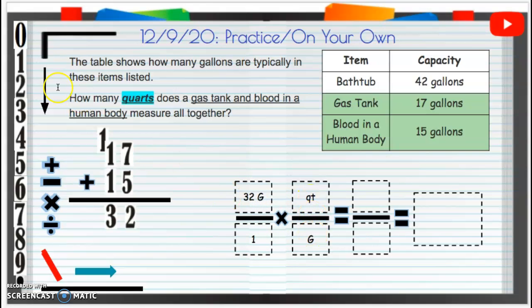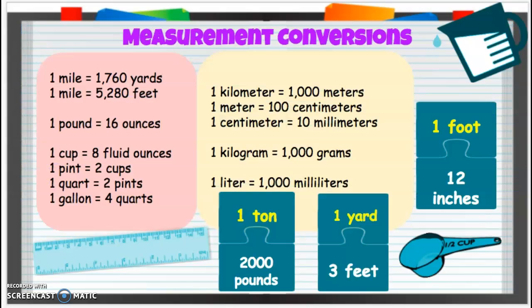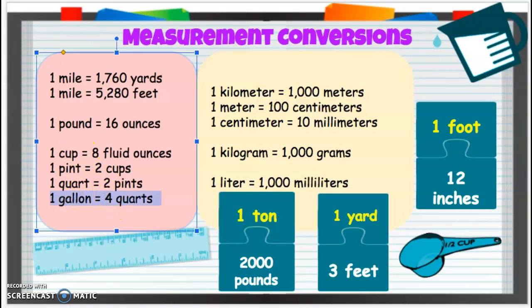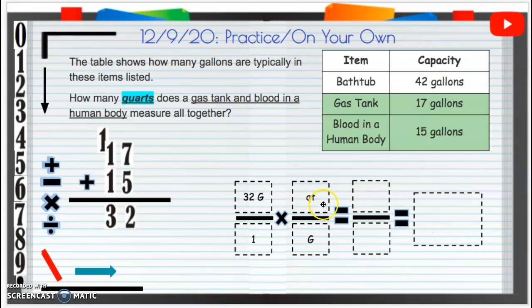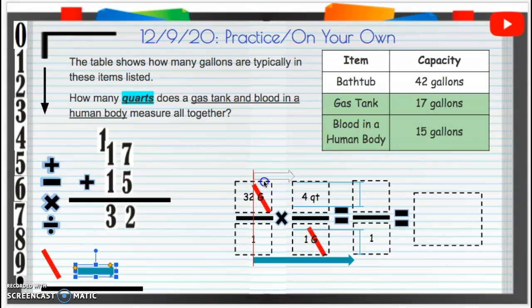We're going to try to figure out quarts and gallons. Here's 1 gallon equals 4 quarts. So we can, in fact, cancel out those gallons because gallons divided by gallons is 1. Now in our denominator, 1 times 1 is 1. And in our numerator, 32 times 4 quarts is going to give us our answer.